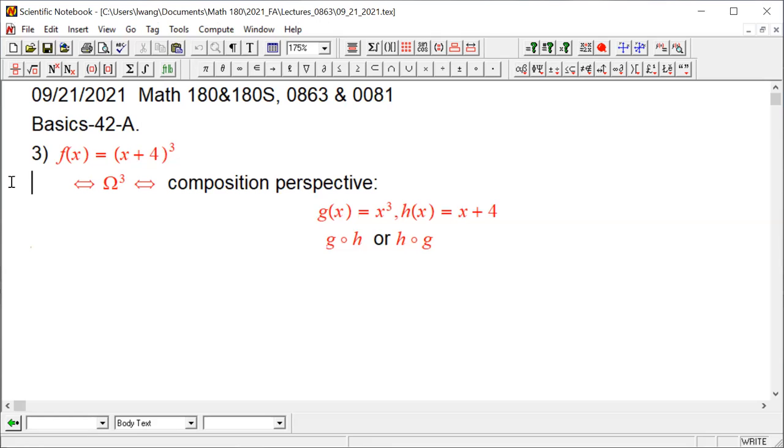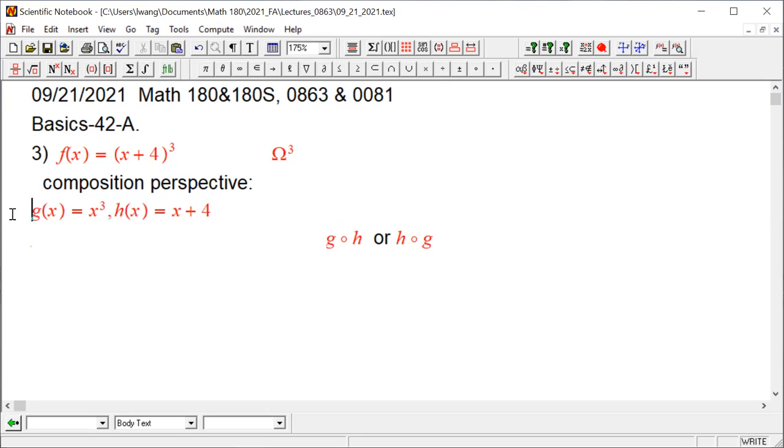Once you see composition, you're going to see a lot of the functions you have learned in an entirely different perspective. Then you start to understand why I coined the word basic function and created that basic function table. So please compose G compose H, or H compose G. What do you see?